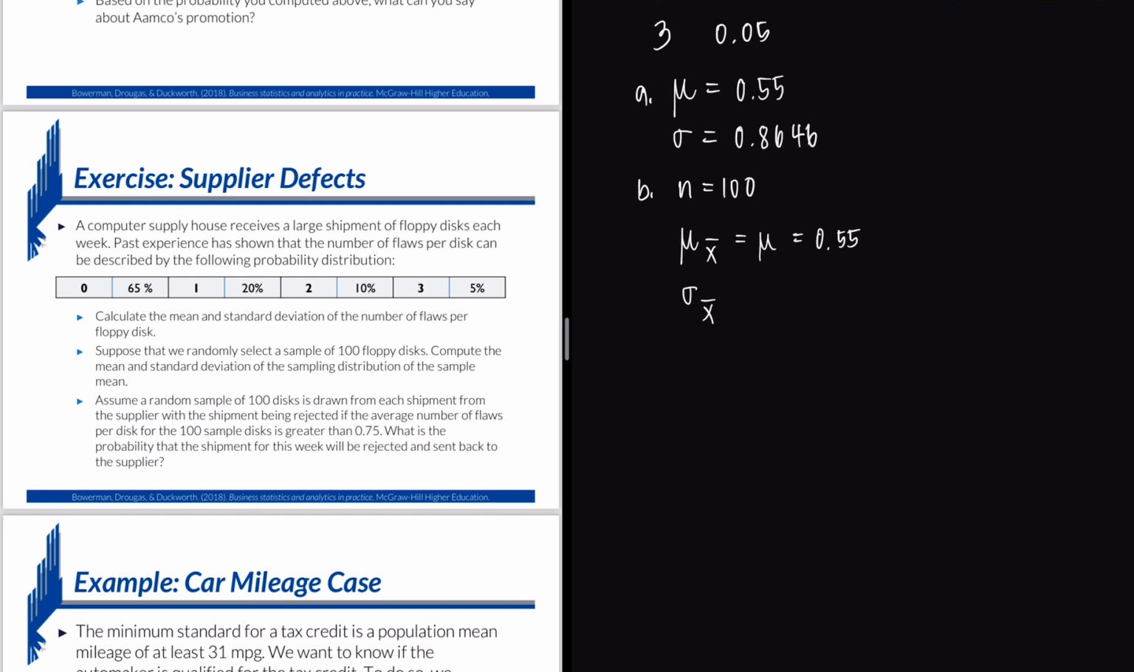Now for sigma sub x bar, to compute for this, again, we first determine if capital N over small letter n is at least 20.